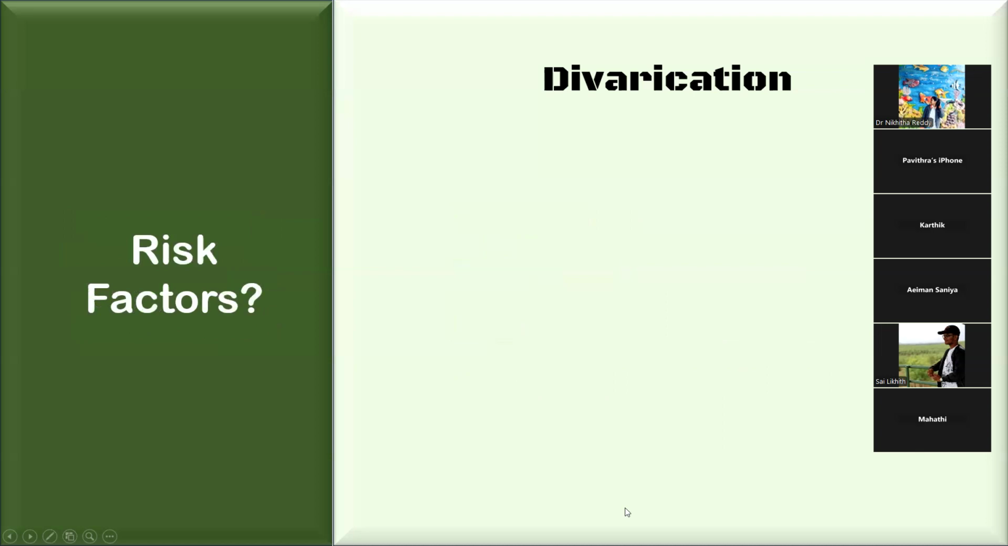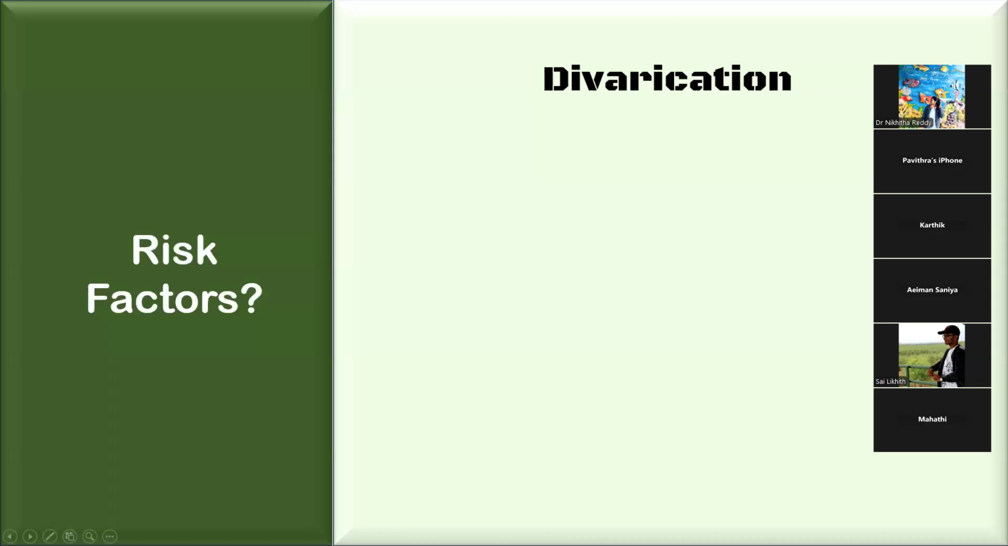What do you think are the risk factors for getting a divarication? Pavitra, you want to have a go? Yes, sir. Obesity, then multiple previous surgeries. Surgeries for divarication? I wouldn't agree. Previous abdominal surgeries are a risk factor for hernia, not for divarication. I agree, not for divarication.